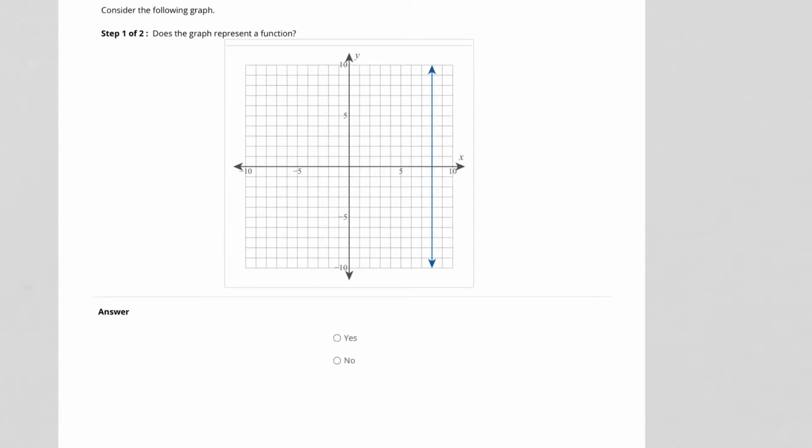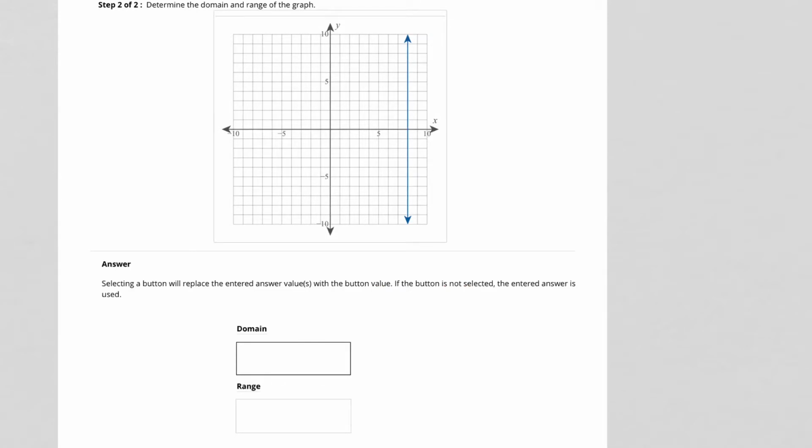Here is our next one. Again, we have a graph, and we're being asked, does the graph represent a function? We're going to do a vertical line test for this, and it is a vertical line. So, big fail there. It is not a function.